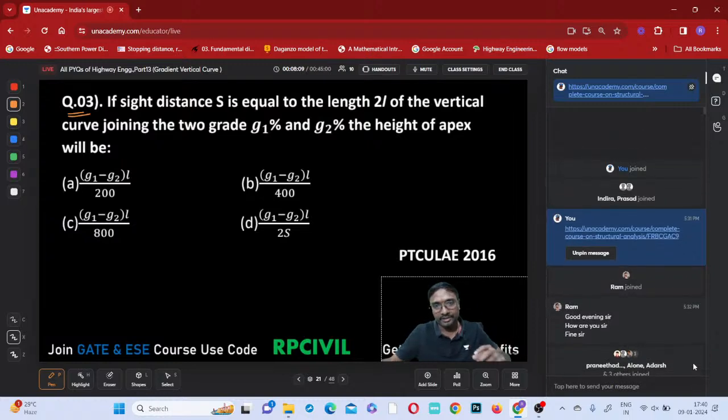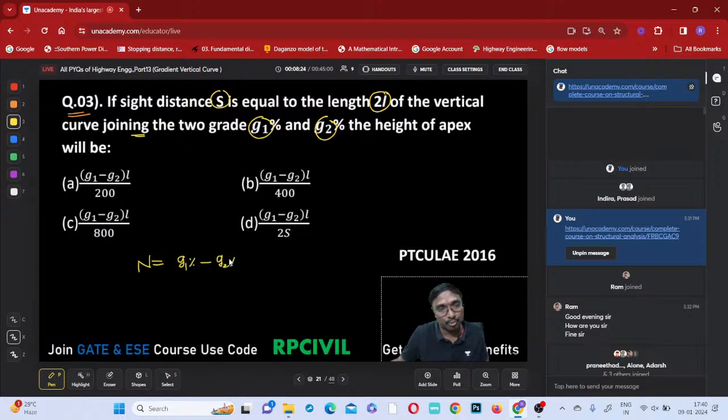Right. So what can you say? If the sight distance SC is equal to the length 2L of this vertical curve joining the two gradients G1 and G2, right? So what is the net deflection angle? Tell me. That net deflection angle we can take as G1 percentage minus G2 percentage, or in terms of value, G1 percentage minus G2 percentage divided by 100. That is your net deflection angle, right?